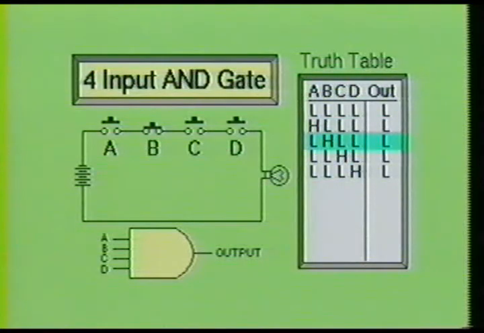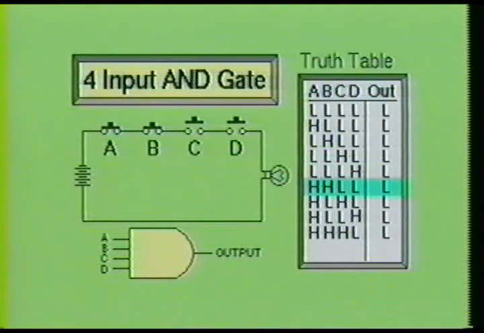As you can readily see, by energizing only one switch at a time, the output of the circuit will remain in the low state. Therefore, to get the lamp to turn on, we must energize more than one switch at a time.